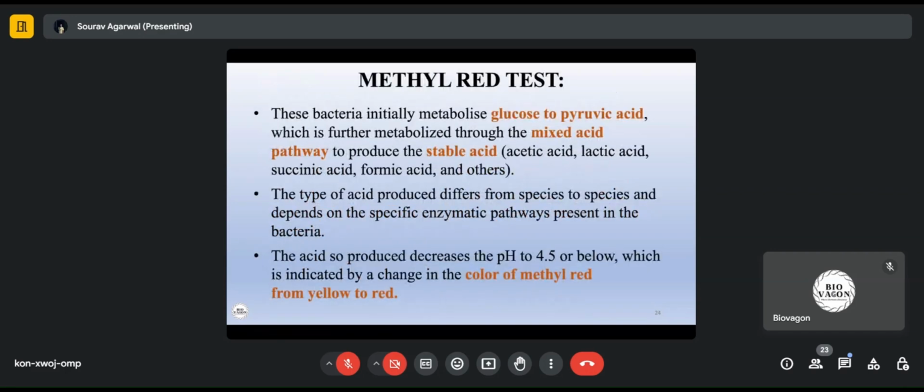So let's move to the second test, which is the methyl red test. This is a pretty simple test. As you know, glucose is converted to pyruvic acid through glycolysis.